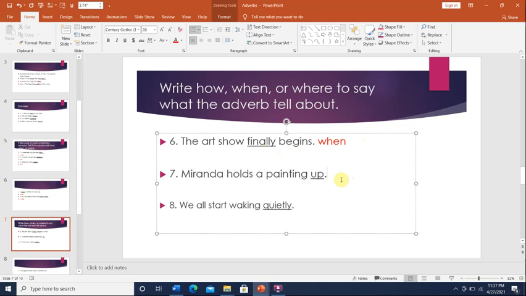Number 7, Miranda holds a painting up. Okay, it tells you where she's holding the painting. She's holding it up. Not how or when. We all start walking quietly. Okay, it shows you how they started walking. They started walking quietly.